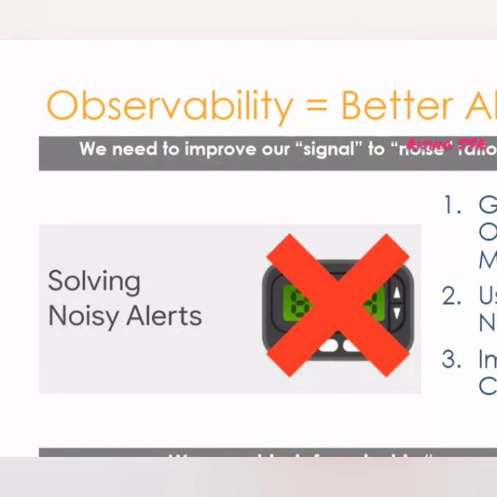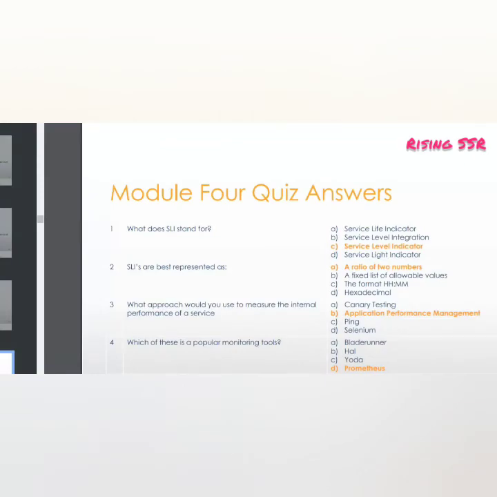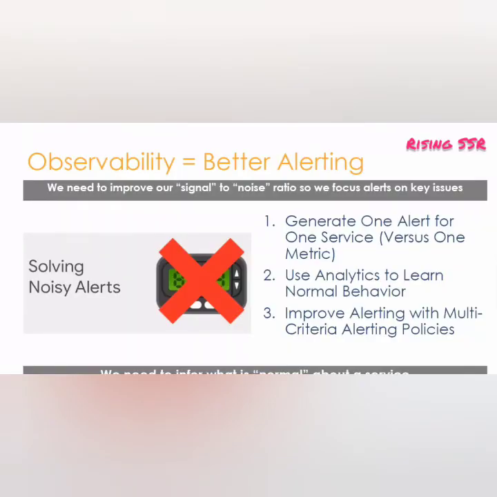Observability equates to better alerting. Now, a live example, which I quoted, and I will try to correlate that now. We talked about how we need to eliminate a lot of noisy alerts. Yes, we need to. But from an observability perspective, how do we correlate it?